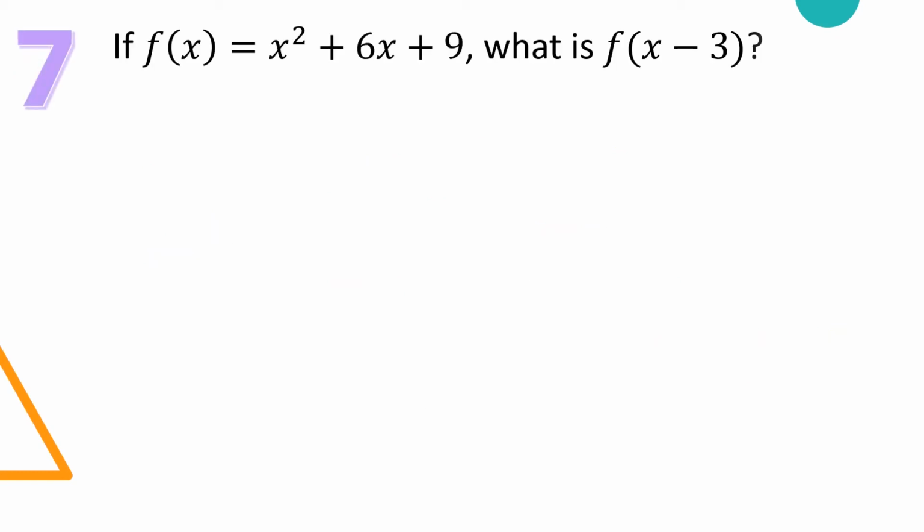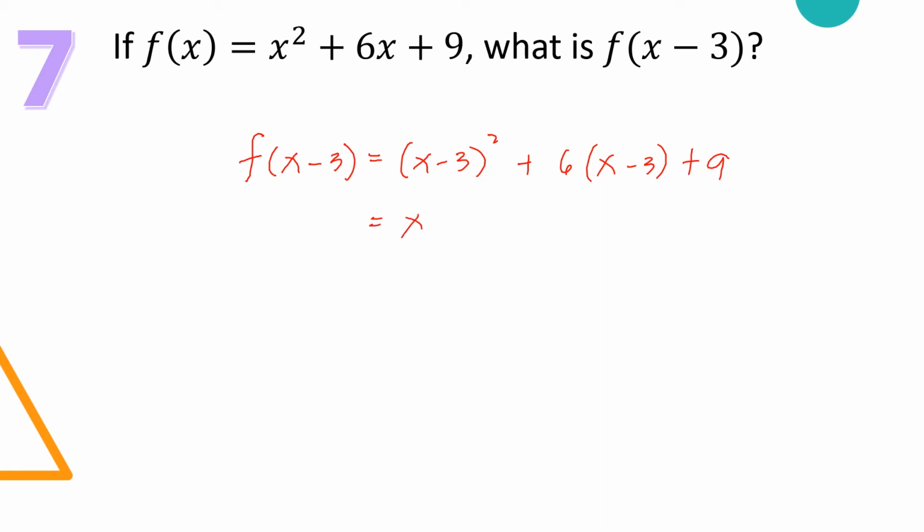Number 7. If f of x is equal to x squared plus 6x plus 9, what is f of x minus 3? From evaluation of function, f of x minus 3 means substituting x minus 3 for all x in the original function f of x. And that will be x minus 3 squared plus 6 times x minus 3 plus 9.